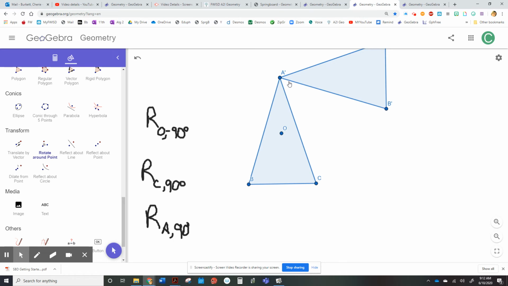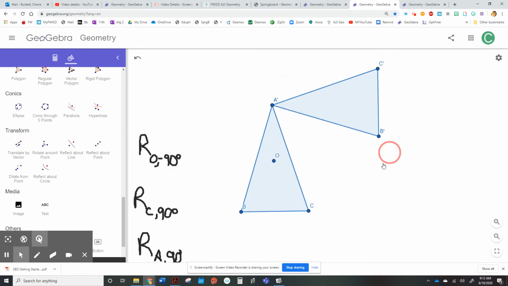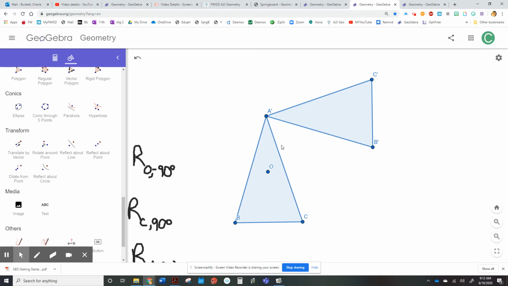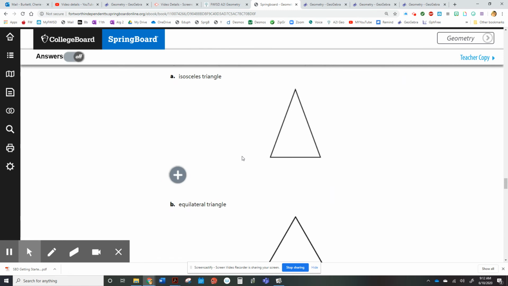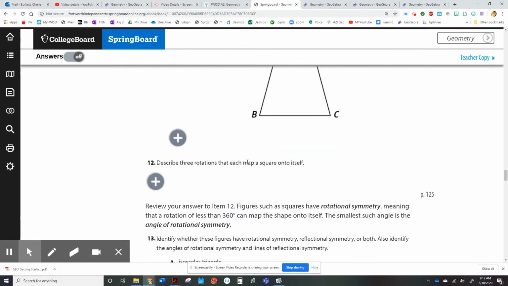So see the 90-degree angle between this line and this line. And then C also went 90 degrees. So if you notice the angle between this right here and this right here, there's your 90-degree angle. It rotated counterclockwise 90 degrees.